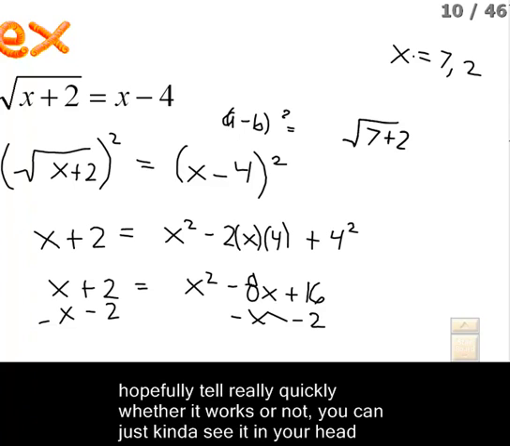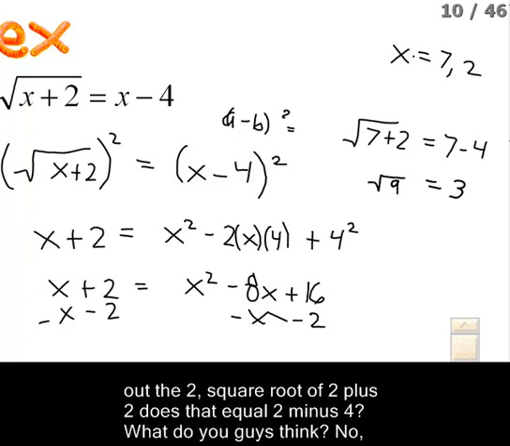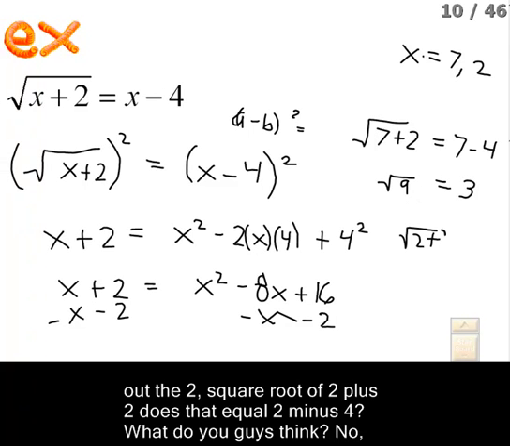You can hopefully tell really quickly whether it works or not. You can just see it in your head, right? Square root of 9 equals 3. Great, beautiful, wonderful. Totally good. Now let's check out the 2. Square root of 2 plus 2. Does that equal 2 minus 4?